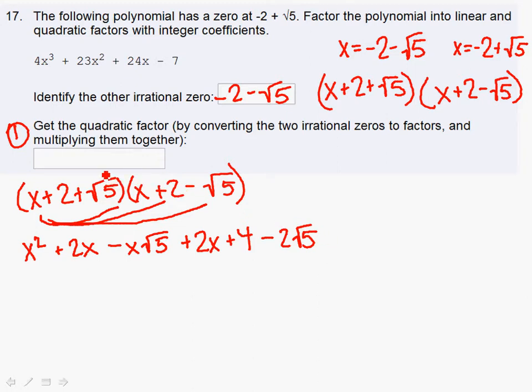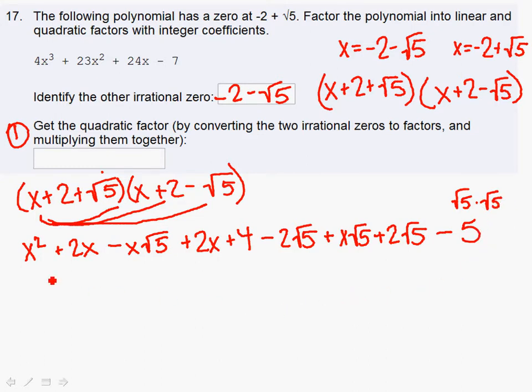And then doing this one to each term, we've got plus x times the square root of 5, plus 2 times the square root of 5, minus 5. Square root of 5 times the square root of 5 gave us 5.